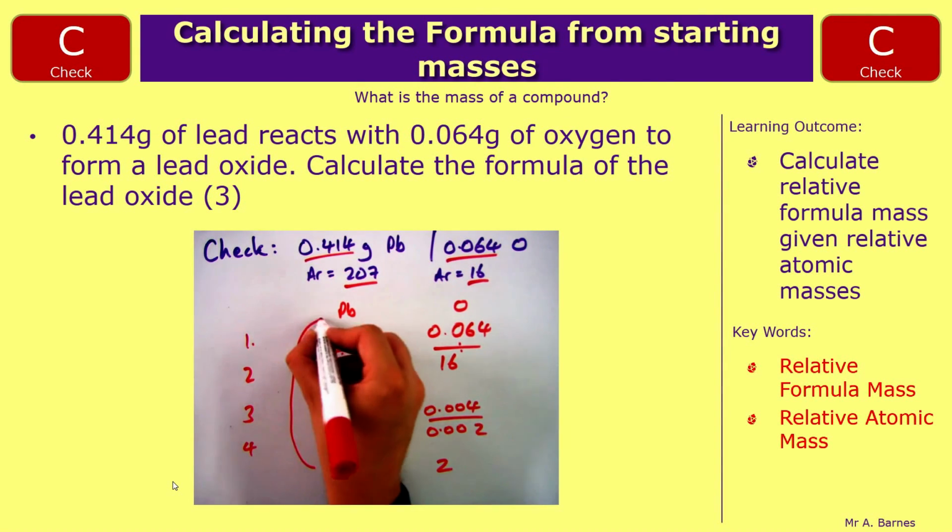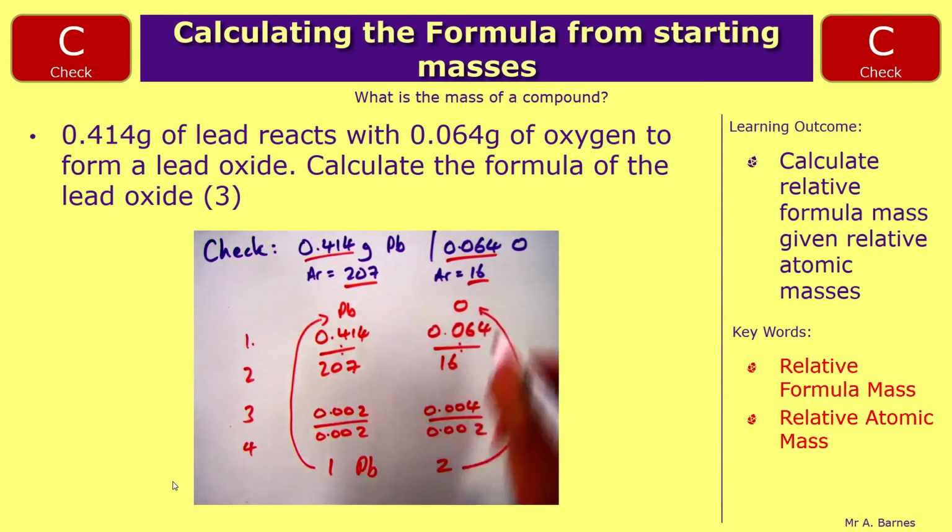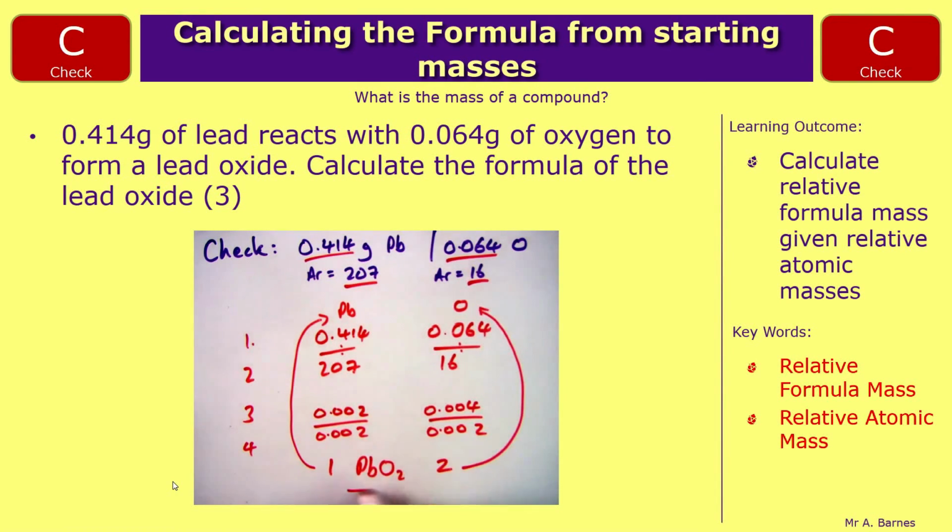So from that I can work out my ratio. I have 1 Pb, 1 lead, and I have 2 oxygens. Therefore my formula is PbO2. Now this was worth 3 marks, so your first mark was for dividing the mass by the Mr, second mark was for dividing by the smallest number, and the third mark is for the correct answer.